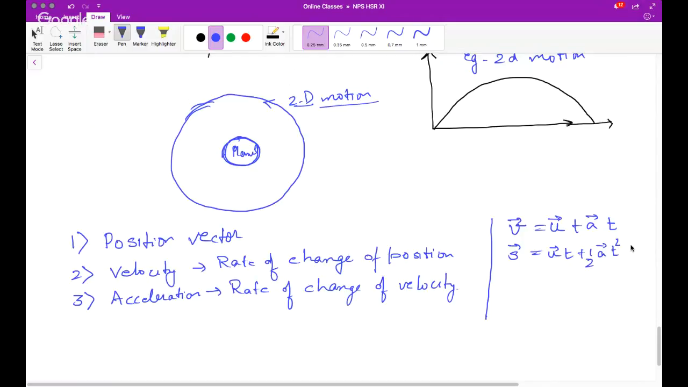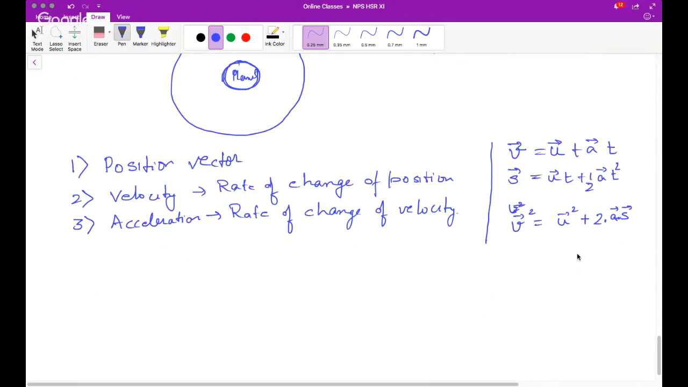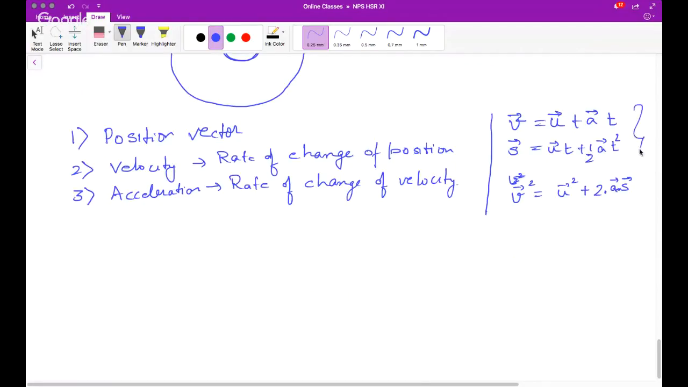If you notice, now I am putting all the equations in vectors, and the third one was v square is equal to u square plus twice a s. Yeah, these are all. So basically what's happening, these are all dot products here. Yeah. So if you see, these are the vector equations now I'm using.